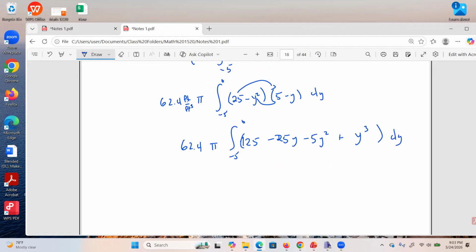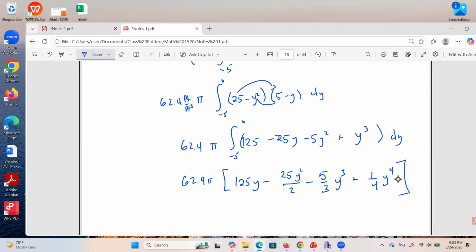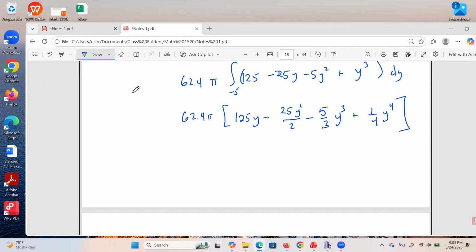Let's integrate. We have 62.4 pi, and since we're integrating, I don't need to write this anymore. This is going to be 125y minus 25y squared over 2 minus 5 over 3 y cubed plus 1/4 y to the fourth power. When I plug in 0, everything turns into a 0. So we have 0 minus.